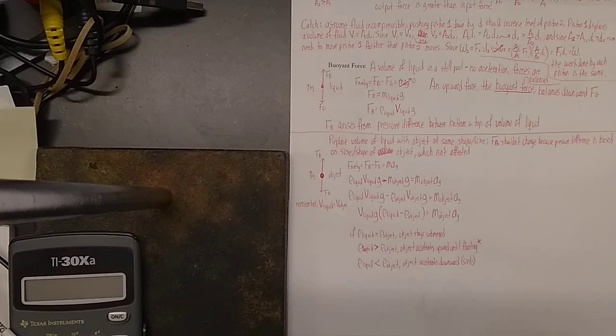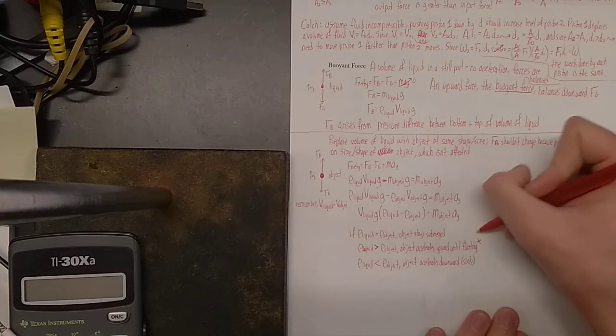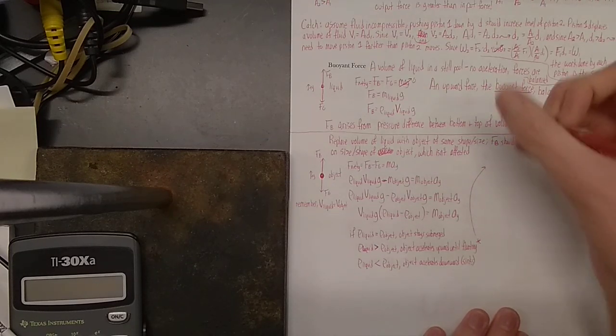Okay, we're back to wrap up with buoyant force. Last time we put an asterisk next to what happens if the density of the liquid is greater than the density of the object. We said that the object will accelerate upwards until it's floating. Well, let's take another look at that case.